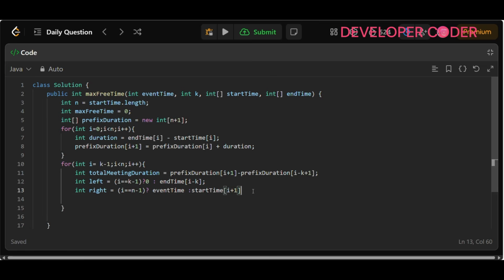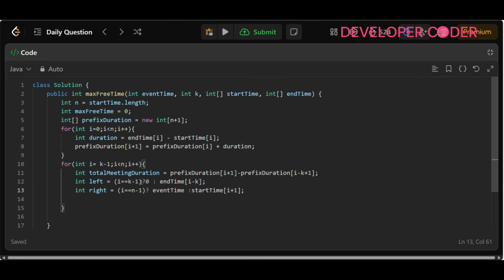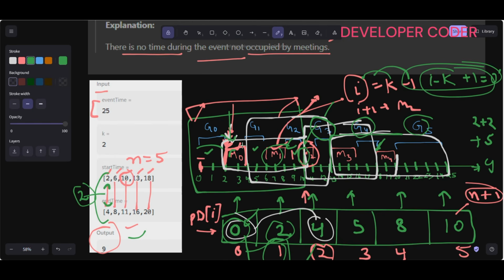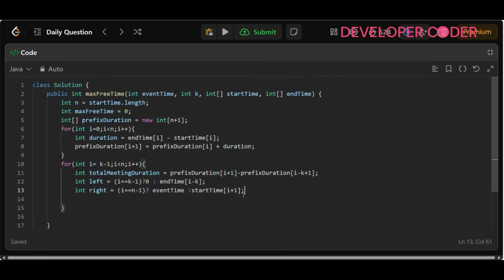Okay, done. So if in between meetings we are checking, we have to start from the end of this. So that is why I'm taking end time of i minus k. So that's why I'm taking the boundaries as this, left to right. If there is nothing, we are taking from here, 0. But if there is something, then we have to start from here, right? In this part we have to check. So that's the reason I'm taking end time of i minus k. Done. Okay, so now it's very simple.